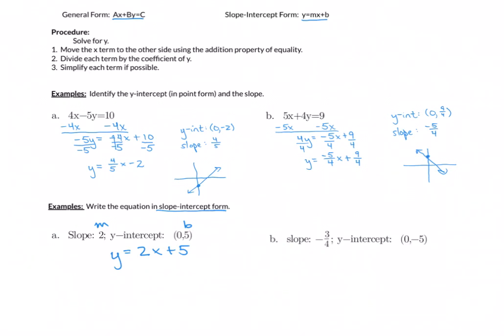If we look at example B, same idea. Negative 3/4, that is my m. Negative 5 is my b, so we get y equals m, or negative 3/4, x, plus b, or plus negative 5, which is the same thing as minus 5.